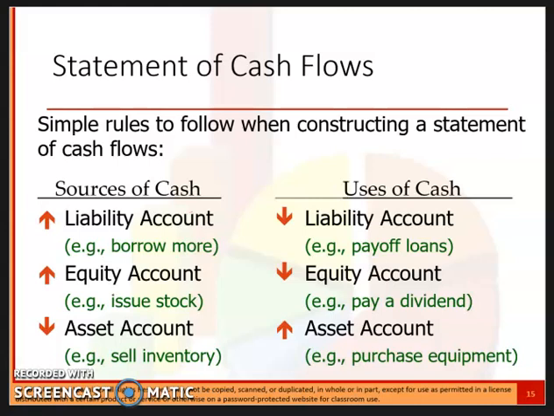So if we go back to the liability account here, if we pay off loans, that's going to reduce our cash position. Pay a dividend or buy back stock, we're going to reduce the equity account or reduce cash. To purchase equipment, we're using cash to do that. So that's how these various activities will impact the firm's cash flows or cash position.